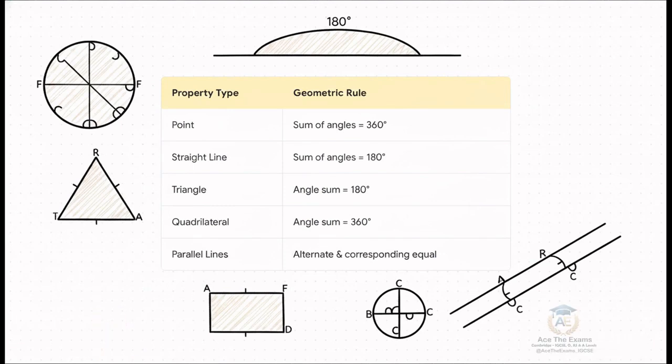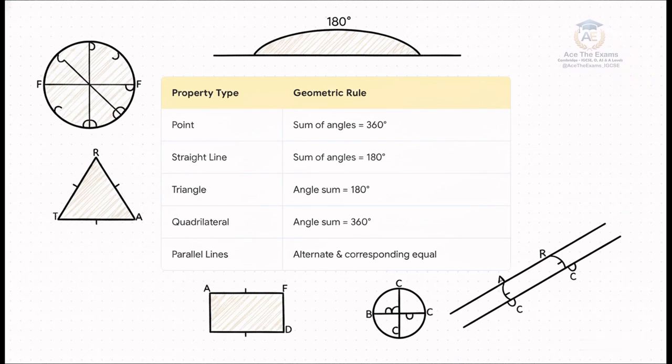It breaks down the fundamental angle properties you need to calculate unknown variables. These are your non-negotiable rules. Angles at a point always sum to 360 degrees. On a straight line, 180. The angle sum of a triangle is 180 and a quadrilateral is 360. And for parallel lines, never forget that alternate and corresponding angles are equal.